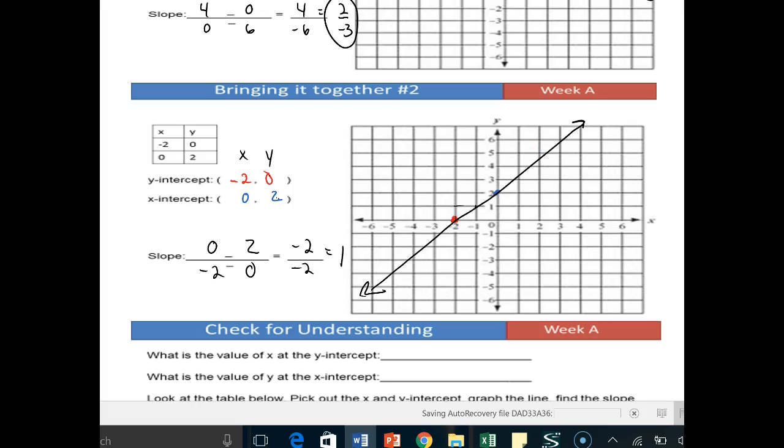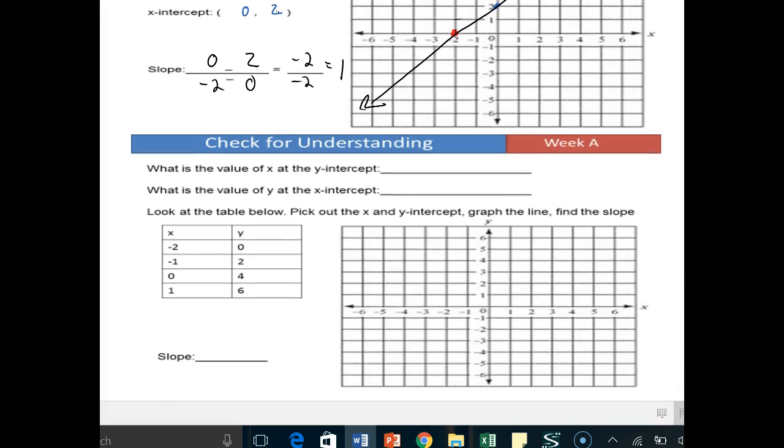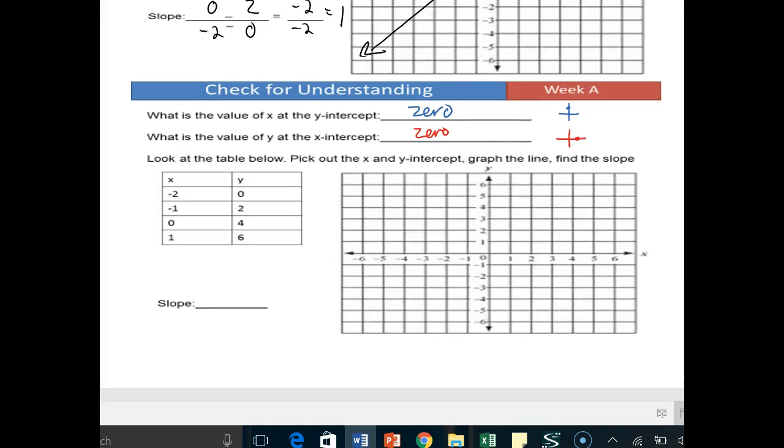Right? So, a quick check for understanding. I would flip back over to your front side notes to see if you can get these right. What is the value of x at the y-intercept? So think about an axis. The y-intercept is going to be right here. What's the value of x when you're on the y-axis? 0. What is the value of y at the x-intercept? So think about, again, x-axis right here. What's the value of y going to be when you're on the x-intercept? 0.